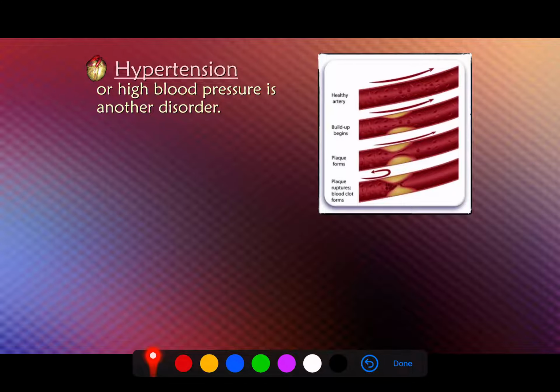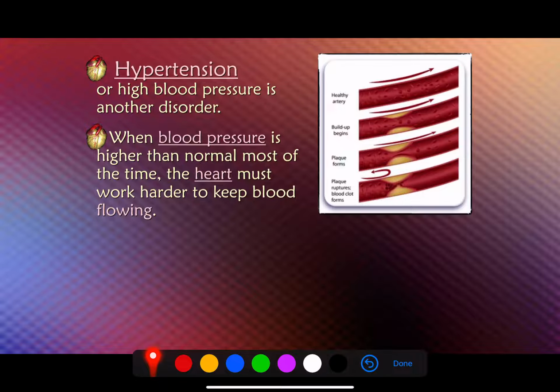Another disease is called hypertension, which is just another name for high blood pressure. And this is when blood pressure is higher than normal most of the time. Now, very often, a person's blood pressure is going to change, and sometimes it's going to be higher when you're exercising, when you're really excited, like when you walked into science class. High blood pressure, hypertension, is when this is a constant, when it's most of the time higher than normal.